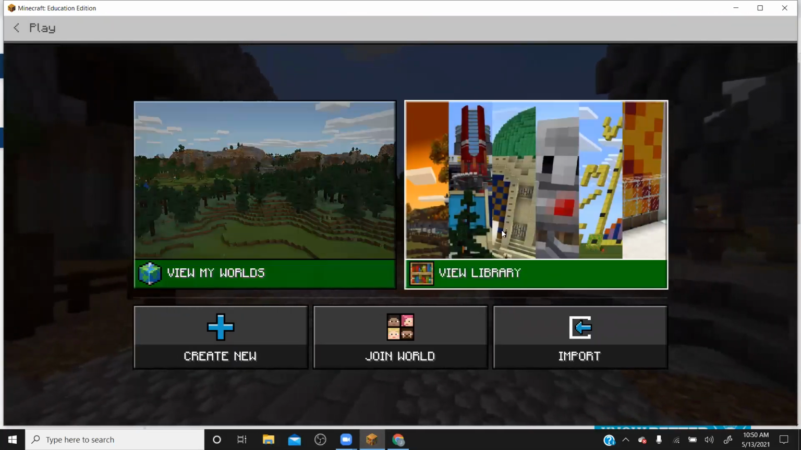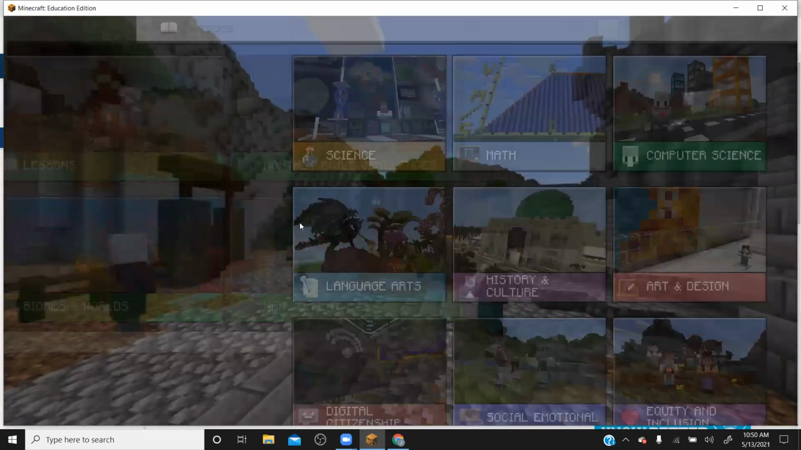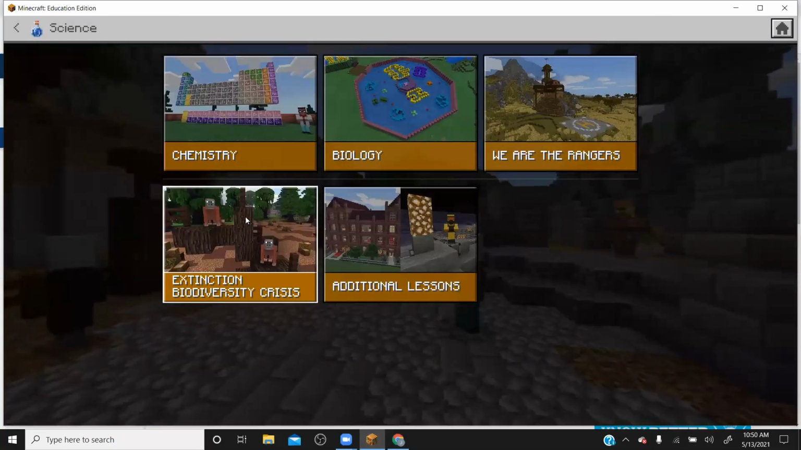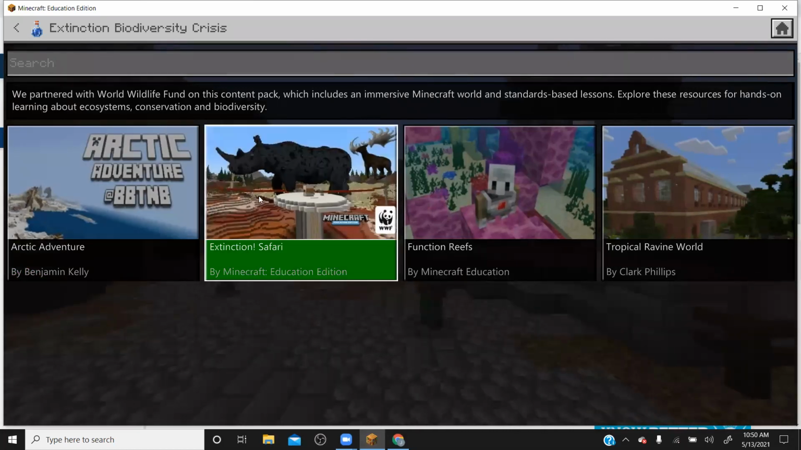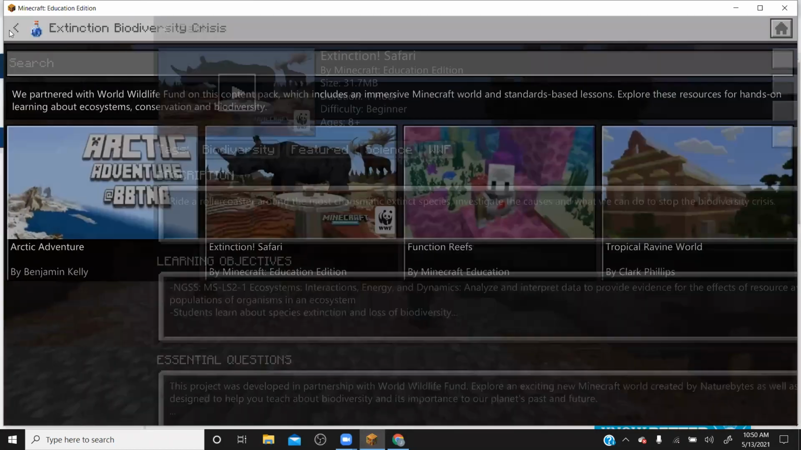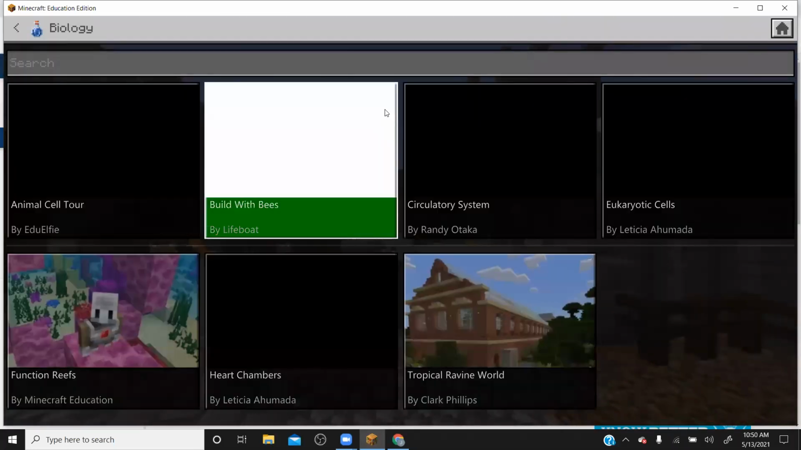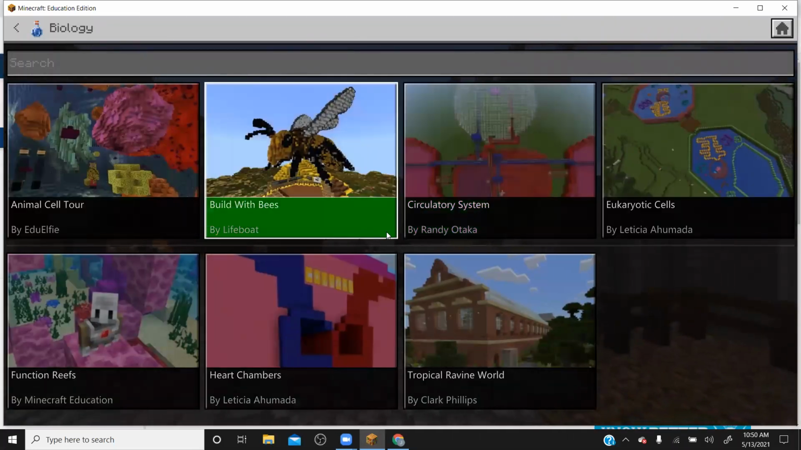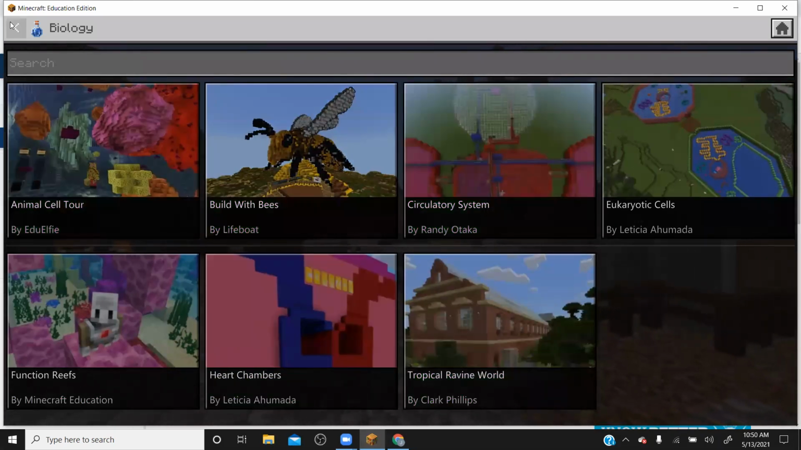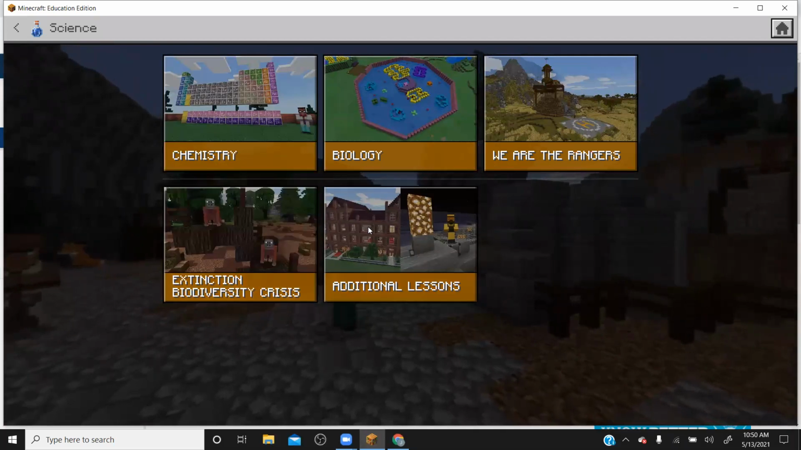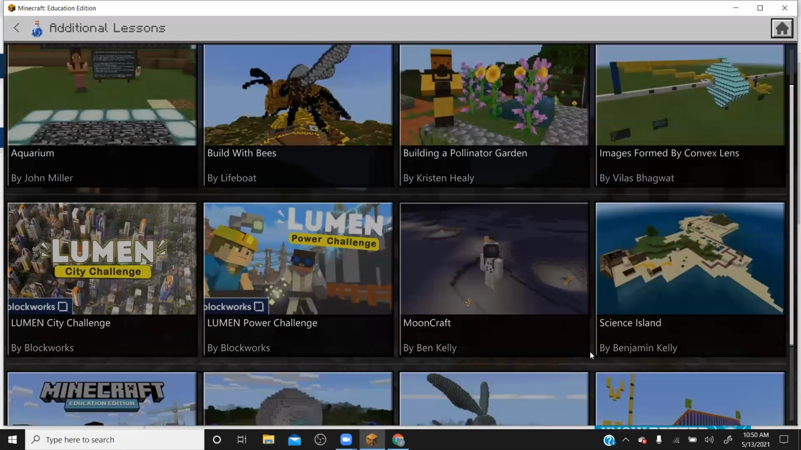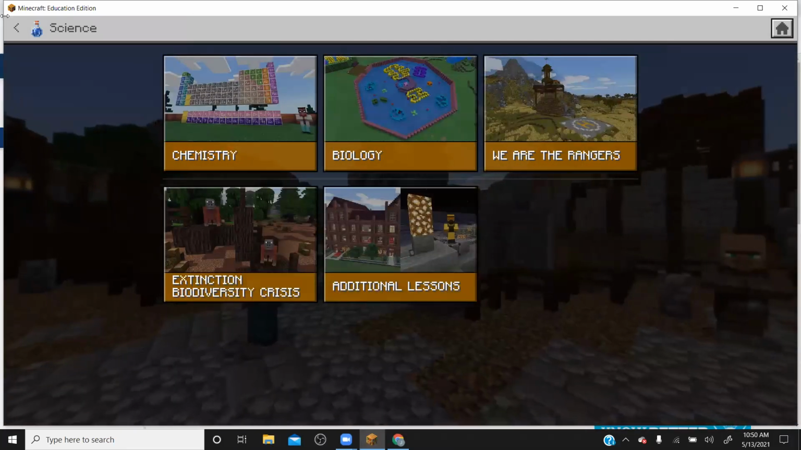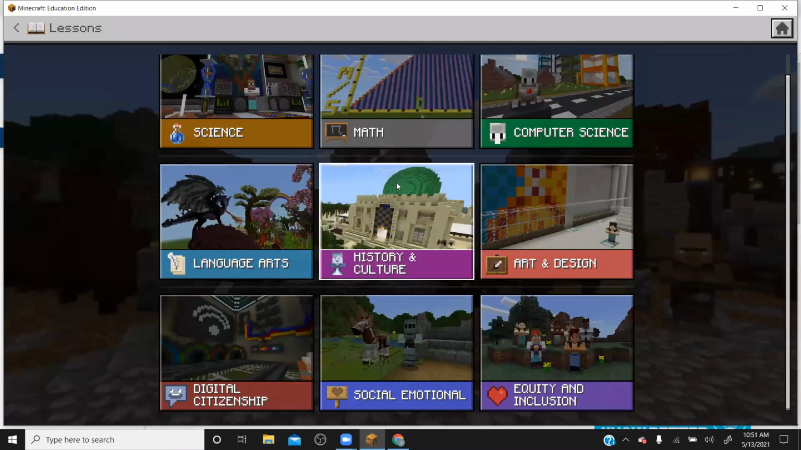And so you can go into that library, and just like we looked at before, you've got all these great lessons, and you can do some really cool stuff. Let me see if I can remember where that is, oops, wrong button there. I believe it's in the biology. It is an additional lessons. I think it's in that one. Nope. Building with bees. They have lots of amazing bee lessons. I'm trying to find where that is.